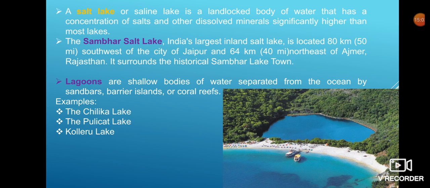The other form of saltwater lake is also referred to as lagoons. Lagoons are shallow bodies of water separated from the ocean by sandbars, barrier islands, or coral reefs. Examples of lagoon lakes are the Chilika Lake, the Pulicat Lake, and the Kolluru Lake.